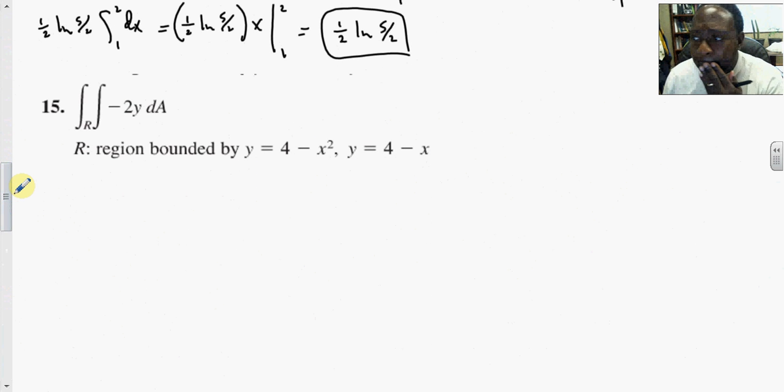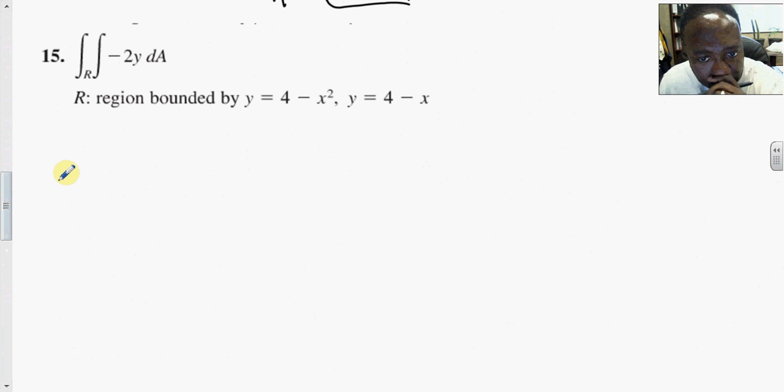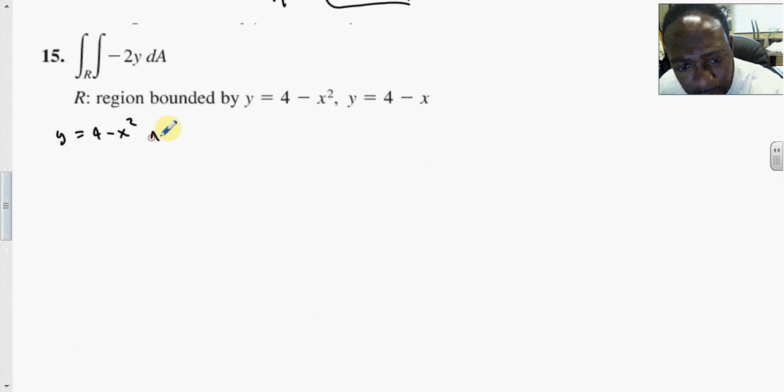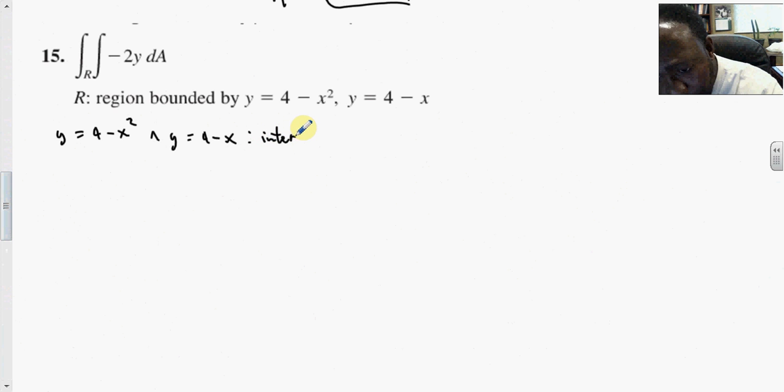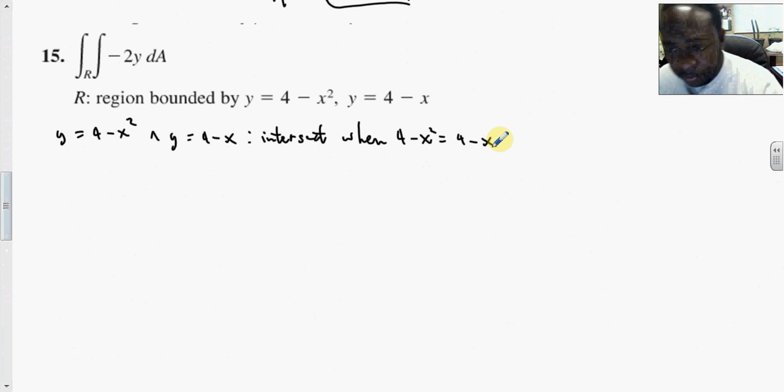Let's look at this one. We have to do some graphing on this. So we have y equal to 4 minus x squared and y equal to 4 minus x. Let's see where they intersect. They intersect when 4 minus x squared is set equal to 4 minus x.